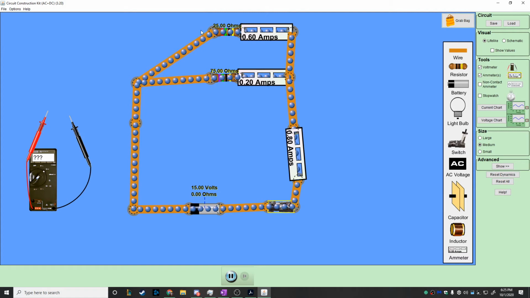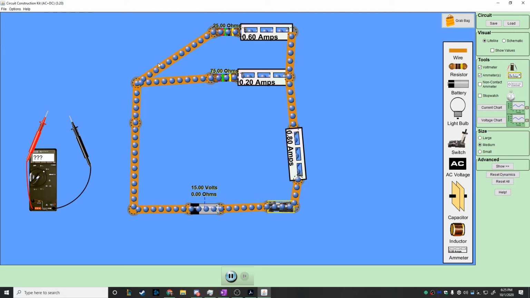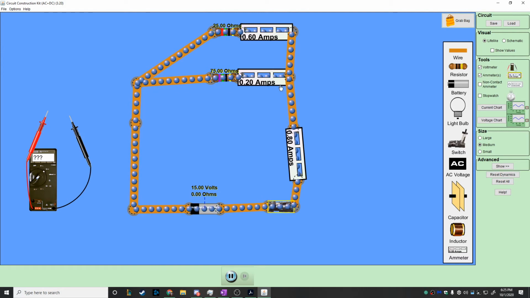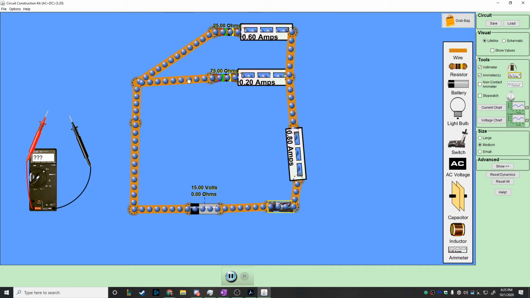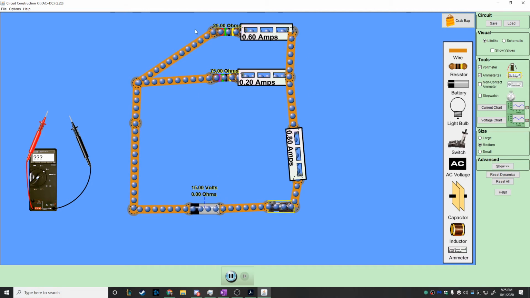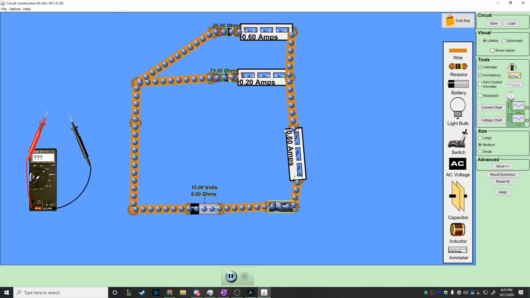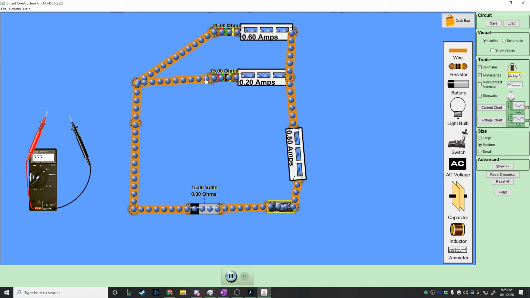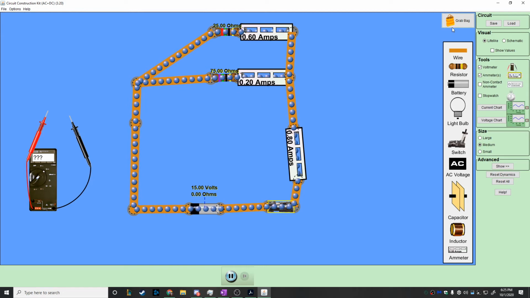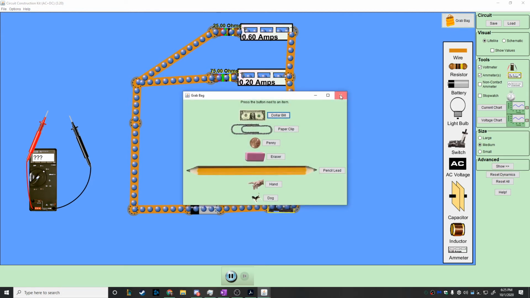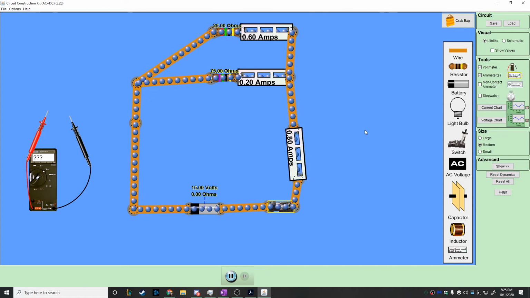And you can visibly see the rate at which these balls are moving, that the ones through the 75 ohm are going slower. So the current tends to flow faster through the smaller resistor. That should be obvious, but I think visualizing it is important. And yeah, there we go. Any questions at all?